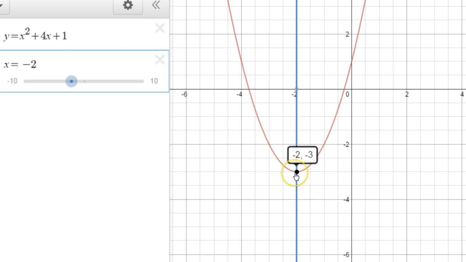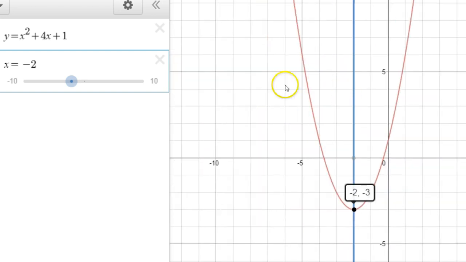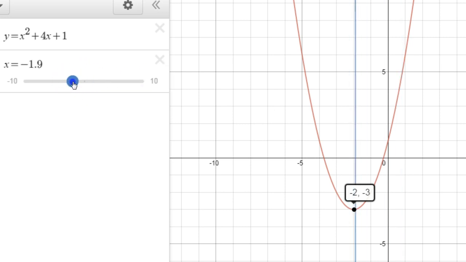This is the vertex, which is the beginning point of a parabola, and the axis of symmetry is the line down the middle that splits it into two equal parts. It's the mirror image on both sides, and if I zoom out, you can see that's pretty correct. Okay, don't move it, because you're going to move it. You're not going to have the axis of symmetry anymore, but you'll actually have just a straight vertical line.